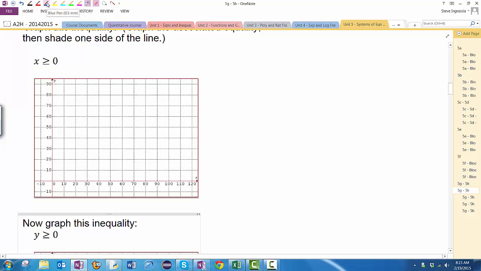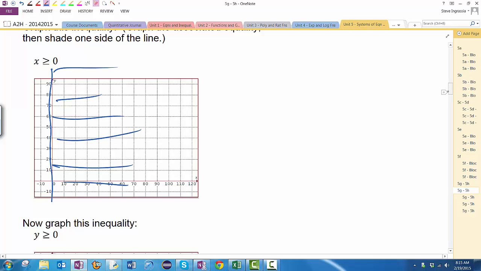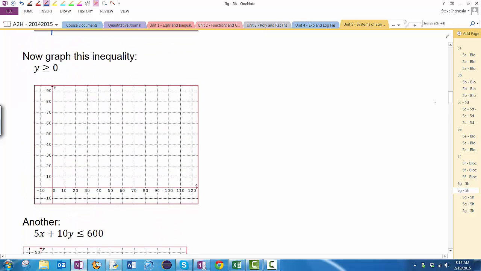Okay, we're back. Here's how you should have done the graphing. To graph x greater than or equal to 0, we put the vertical line at x equals 0. We shade the part to the right. To graph y greater than or equal to 0, that one's a horizontal line. We shade the part above it.